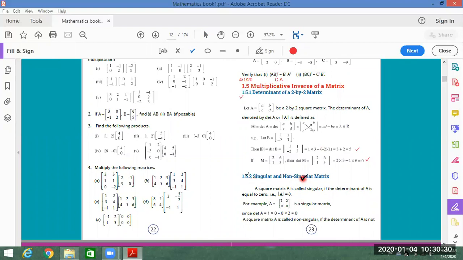Then we have singular and non-singular matrices. A singular matrix is a square matrix whose determinant is equal to 0. If the answer of the determinant of any matrix is equal to 0, then this is a singular matrix. Like we did in this example, determinant M, the answer is 0. So that kind of matrix is known as a singular matrix. A square matrix A is called singular if the determinant of A is equal to 0.